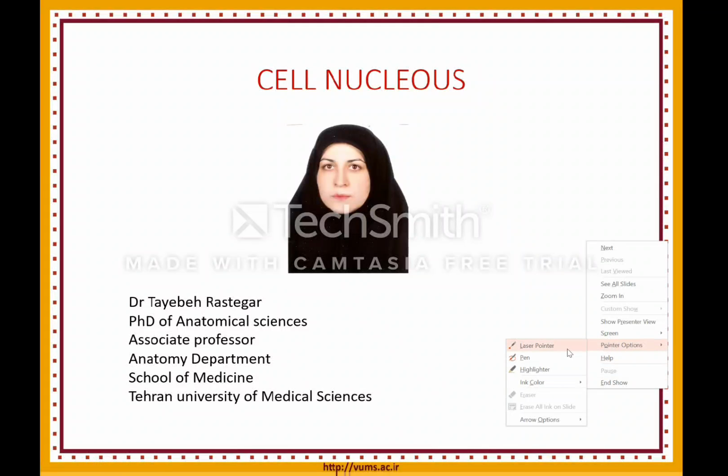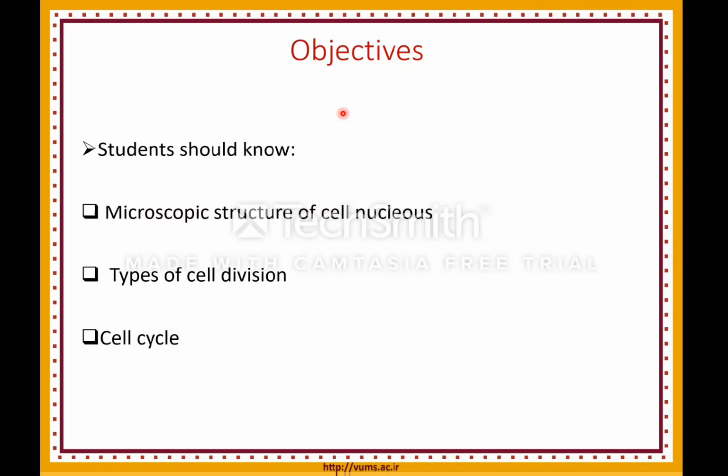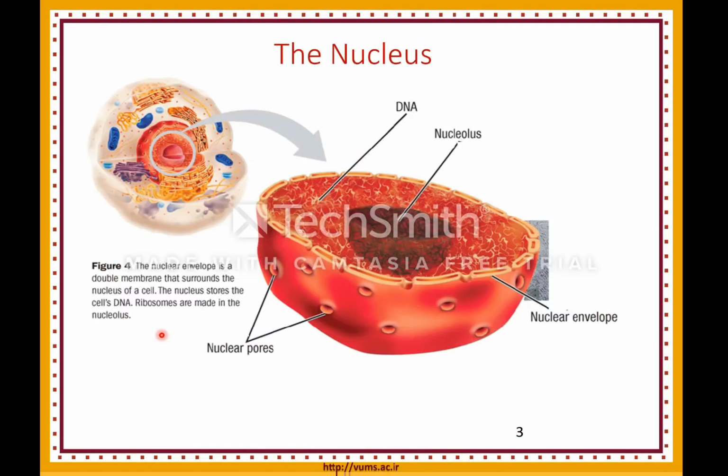The other part of the cell is the cell nucleus. In this session we want to know about the microscopic structure of the cell nucleus, type of division, and cell cycle. You see here the structure of the nucleus, which has a membrane named the nuclear envelope. There are nuclear pores inside of it, and in the internal part of the nucleus there is the nucleolus, and it includes the DNA.